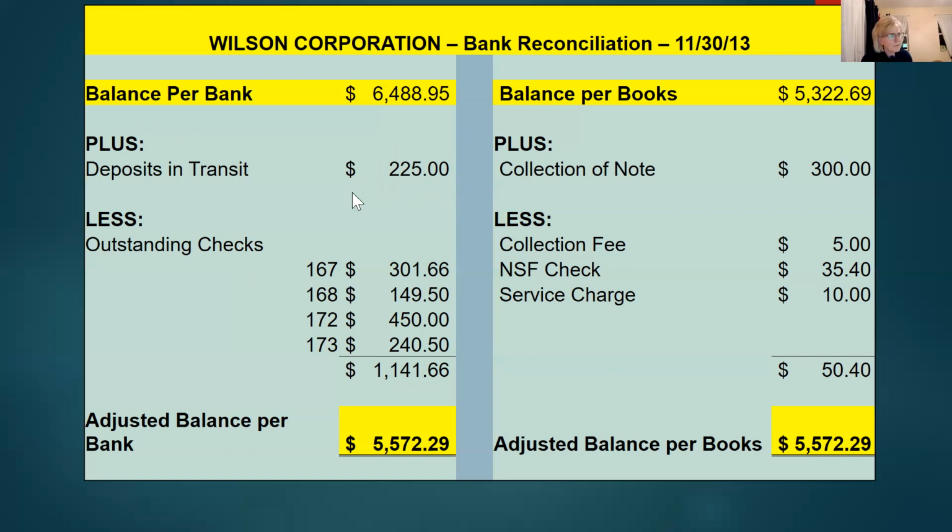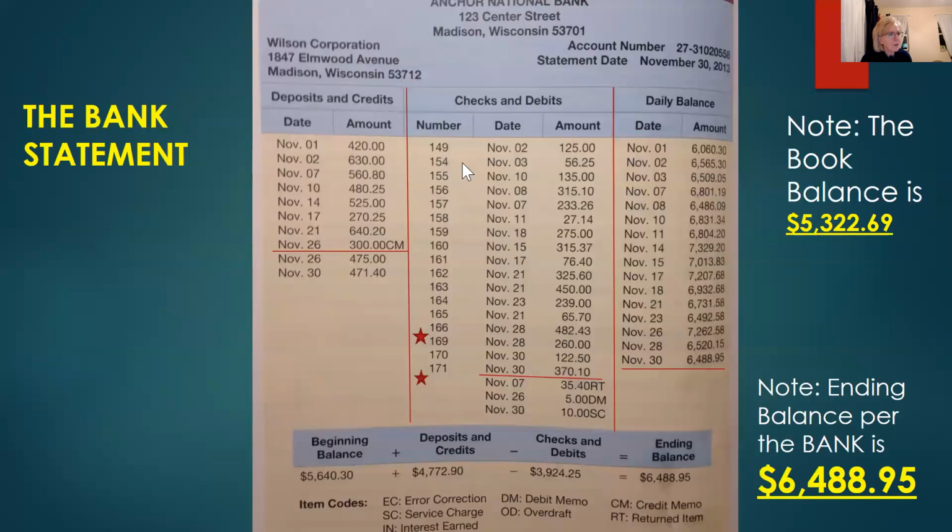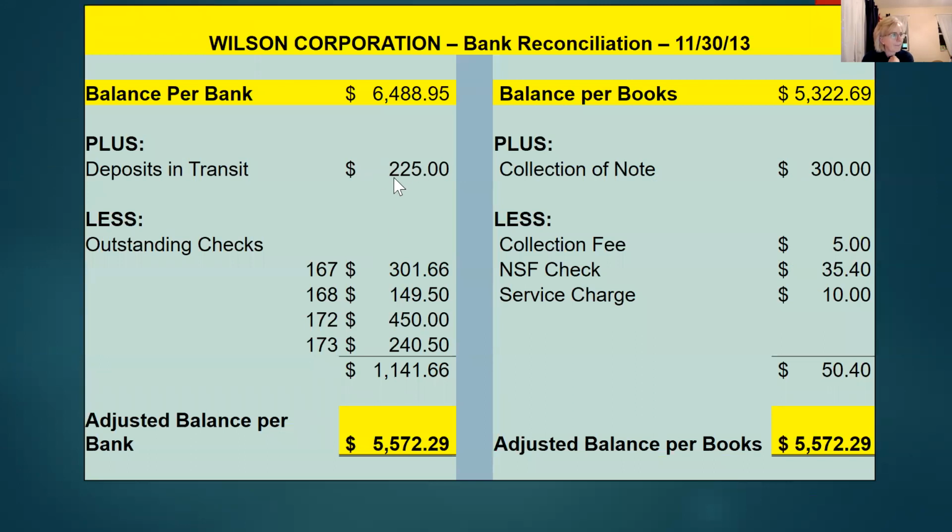So $225 was a deposit in transit. Now, how do you know that? You literally have to go back and tick off all the transactions here and compare them to your transactions in your T account. You guys don't have to do it. We give you that as the problem, but that's how it works. So they'd say, oh, we did this. Oh, we did another one here for 225 on our T account, but it didn't get into the bank until December 1st. So we'll add it here.